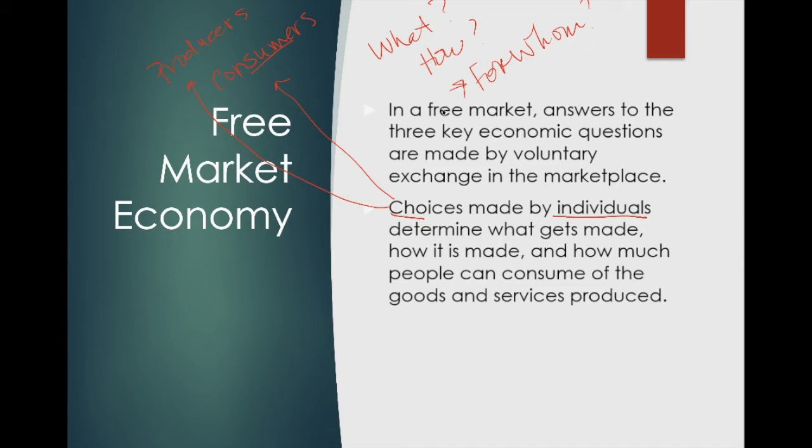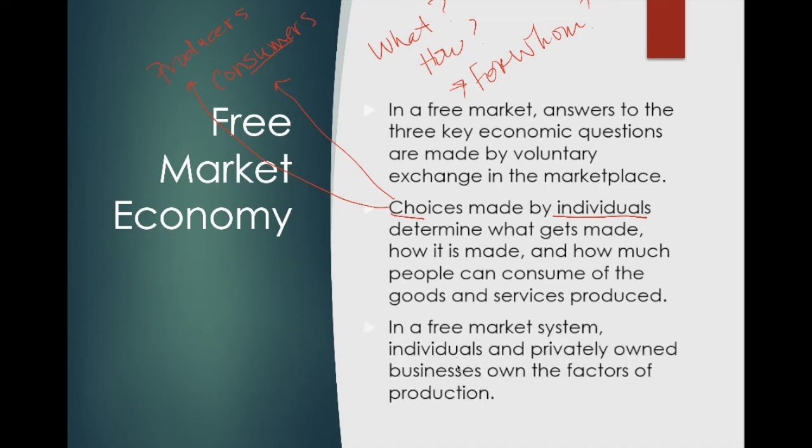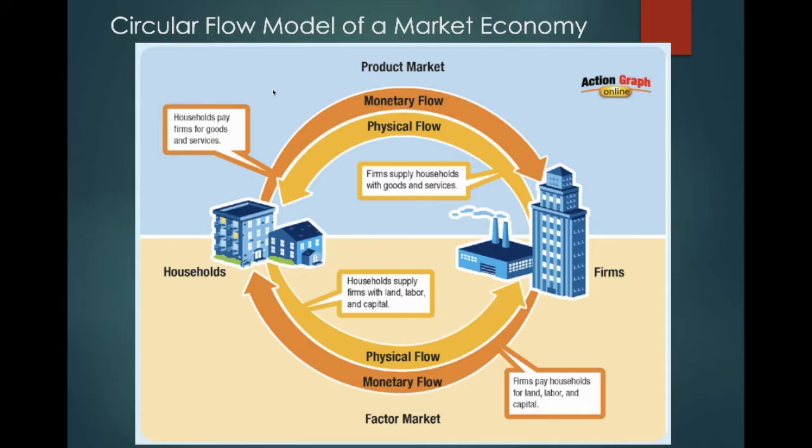But if they want it, they will partake. So that's really how these questions are being answered, and in no other way. So in a free market system, you have individuals who are privately making their decisions, you have privately owned businesses, and businesses own their own factors of production to put together to make their goods and services.